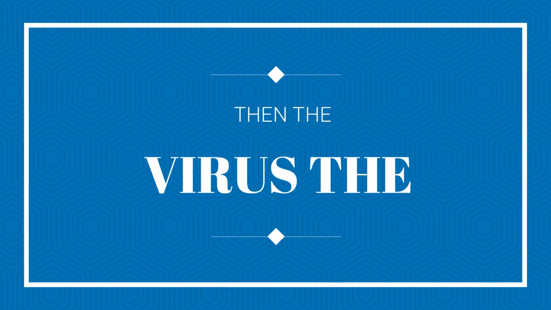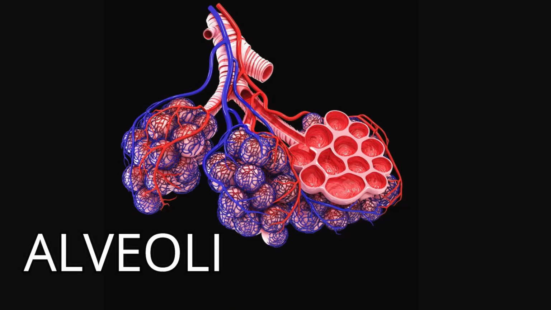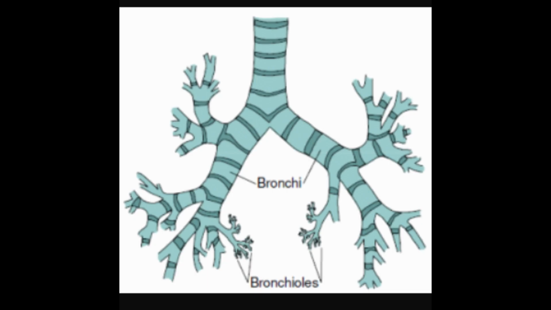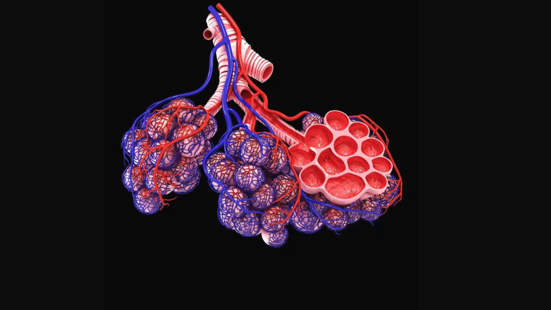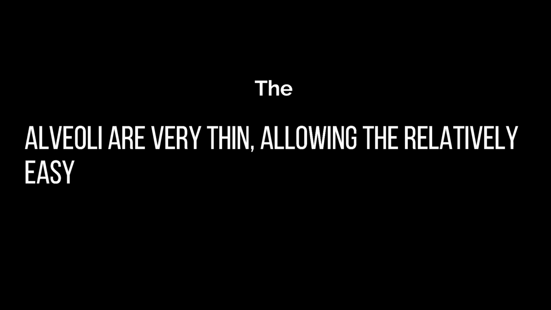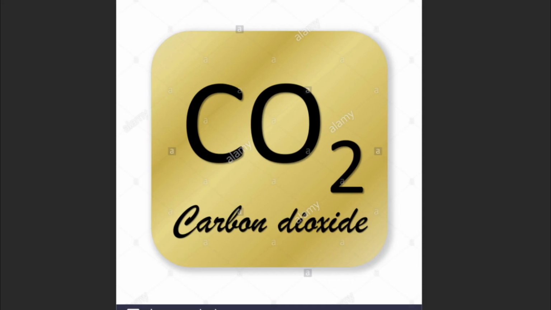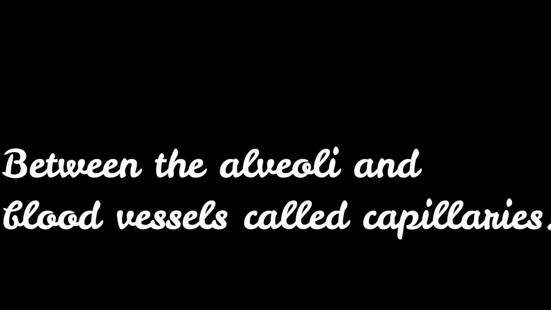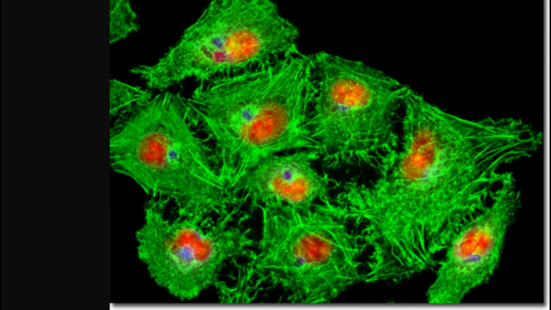Then the virus reaches the lungs through the windpipe and reaches near the alveoli. Alveoli are tiny balloon-shaped structures and are the smallest passageway in the respiratory system. The alveoli are very thin, allowing relatively easy passage of oxygen and carbon dioxide between the alveoli and blood vessels called capillaries. So when it reaches near the alveoli, it starts infecting the cells of the lungs.